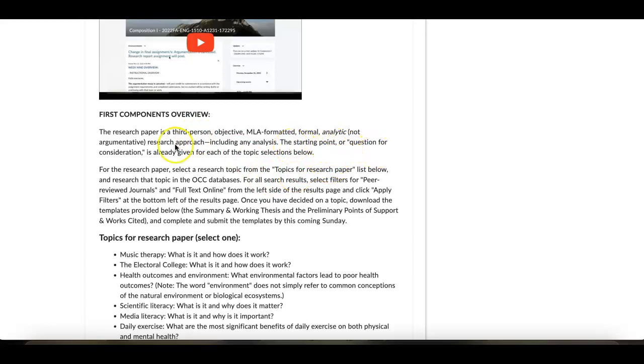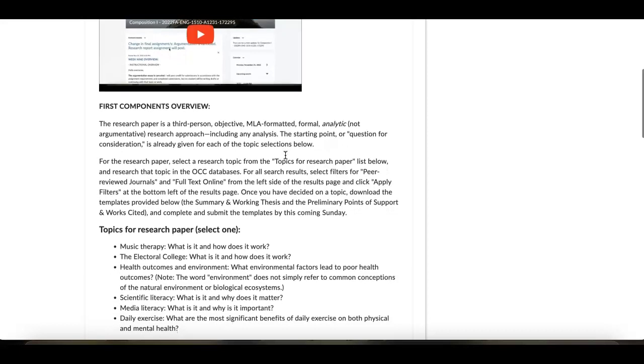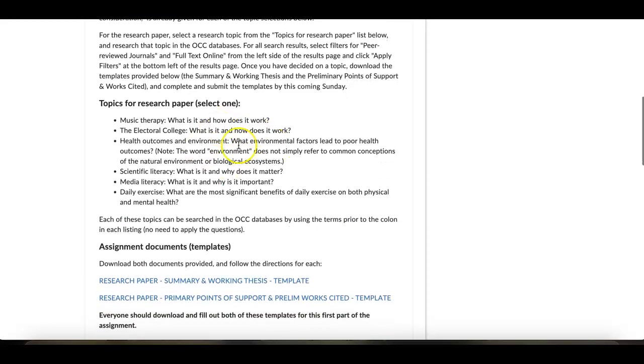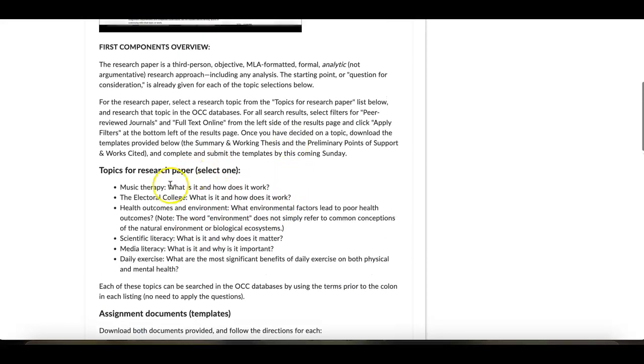The starting point or question for consideration for these is already given for each. So when we're talking about a probing question, your starting point, you take the topic and you essentially are answering a question about it. Those are already posed for each topic you have to pick from. The topics are down here. I'll get to that in a moment. And the questions you can see are right after the topic listing.